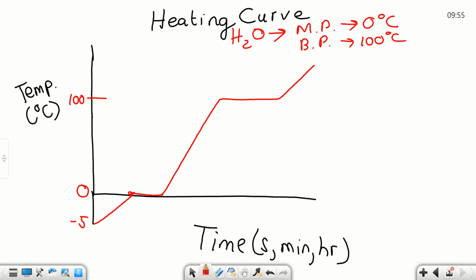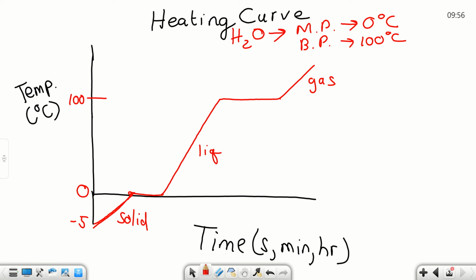Now, why does it look like this? This is showing me what state of matter I have at the different temperatures. And it also shows me the phase changes. When water is less than 0 degrees, basically down here, this is showing me where water is a solid. Between 0 and 100 degrees, water is a liquid. And between 100 degrees and above, water is a gas.